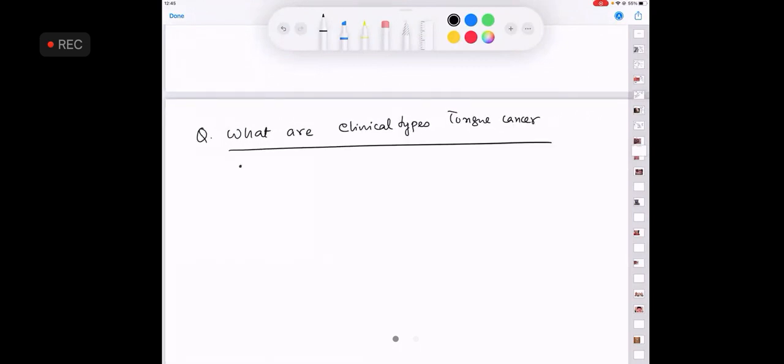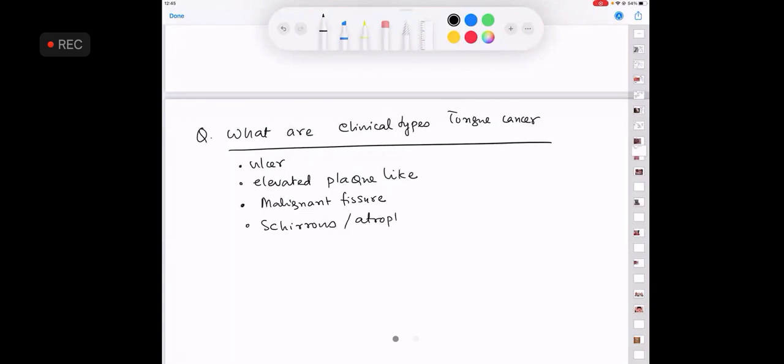Number 1, as you have seen, it can be an ulcerated form. Number 2, it can be an elevated plaque-like form. Number 3, it can be a malignant fissure-like form. It can be serous or atrophic form.